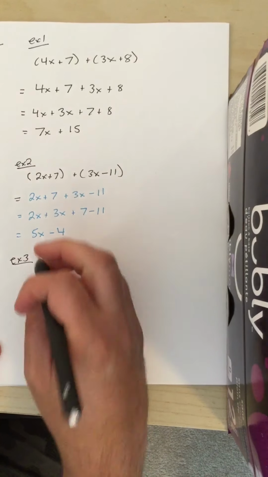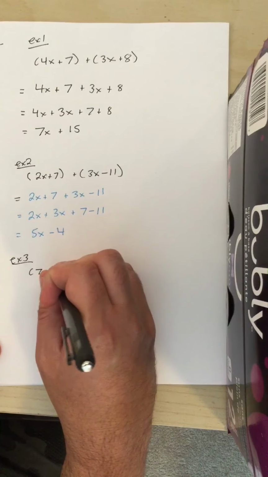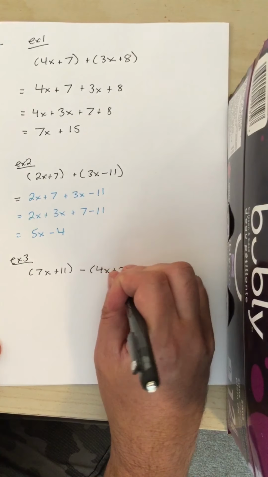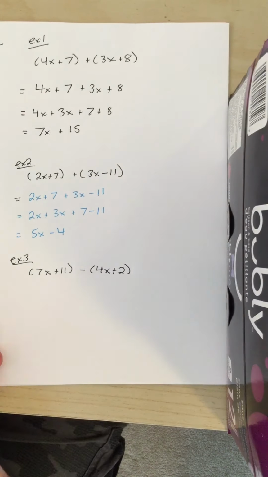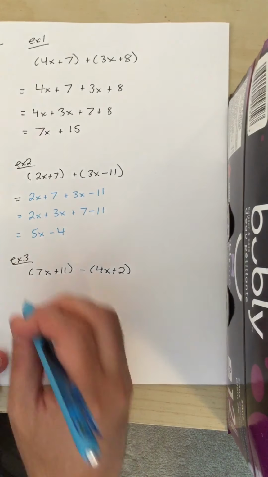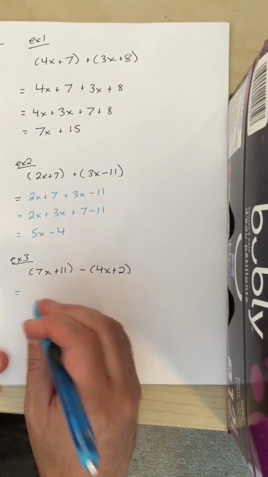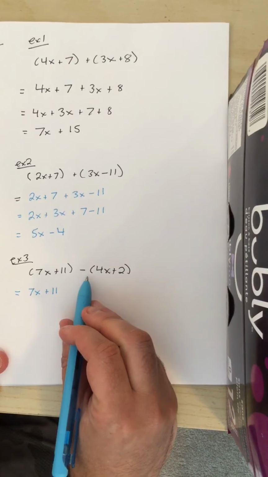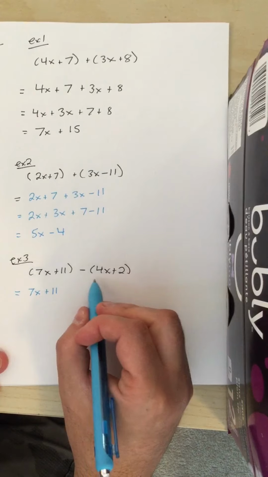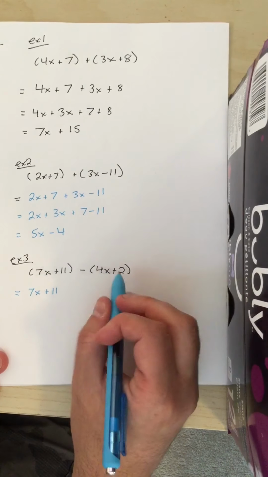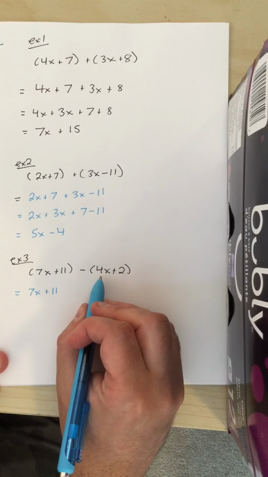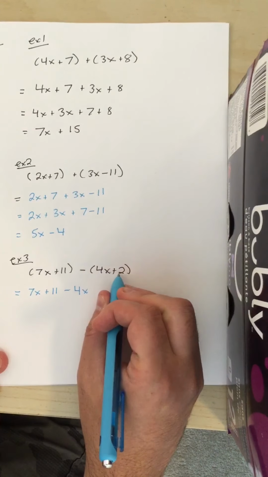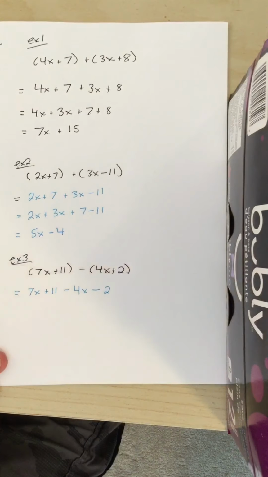Example 3. 7x plus 11 minus 4x plus 2. Okay, so now we're getting to something reasonable here. We still have the invisible plus in front of that first one, so we just get rid of the brackets. So that's going to be 7x plus 11. Now there's a negative in front of this bracket. What that means is we are going to get rid of this bracket, but we're going to switch everything that's inside. So this was a plus 4, and now becomes minus 4. This was a plus 2, and now becomes a minus 2.